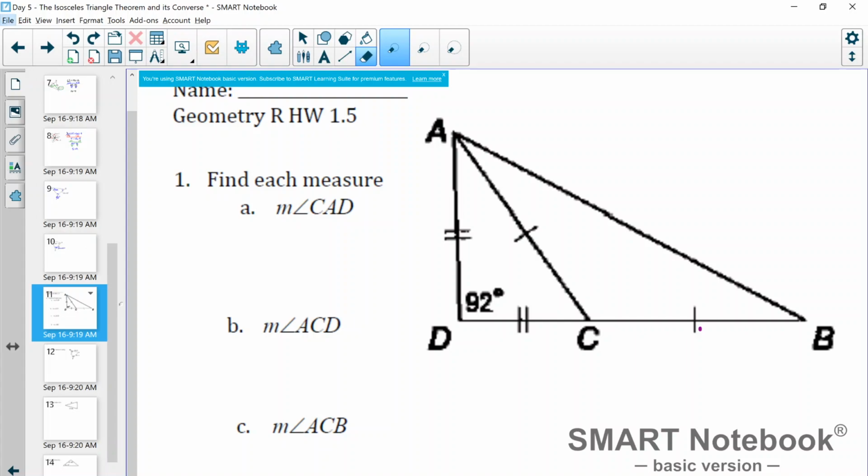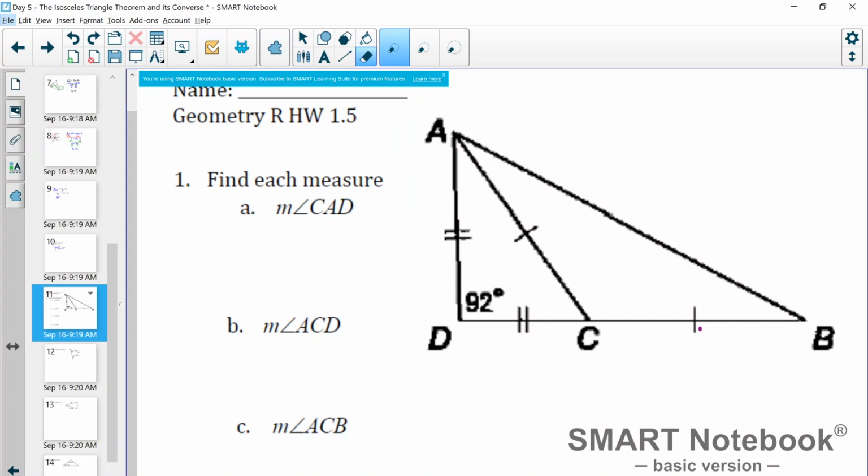We're going to take a look at the homework involved with the isosceles triangle and the converse of the isosceles triangle today. The isosceles triangle theorem states if I have two sides that are the same, indicated by slashes, the angles across from them are going to be the same as well. The converse of the isosceles triangle theorem states if I have two angles that are the same, then the sides across from them are going to be the same as well. And we can use these to our advantage in order to figure out side lengths, angle lengths.